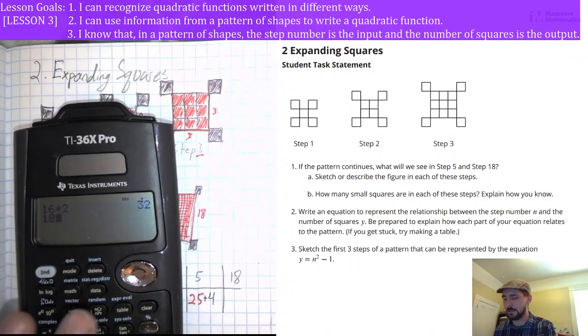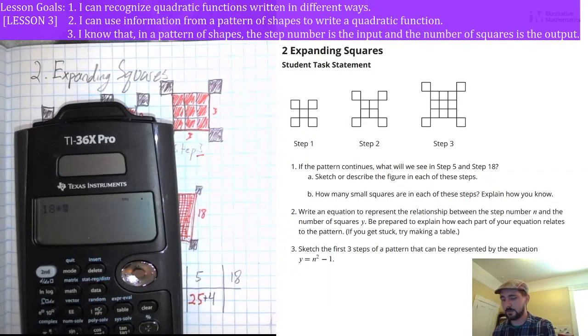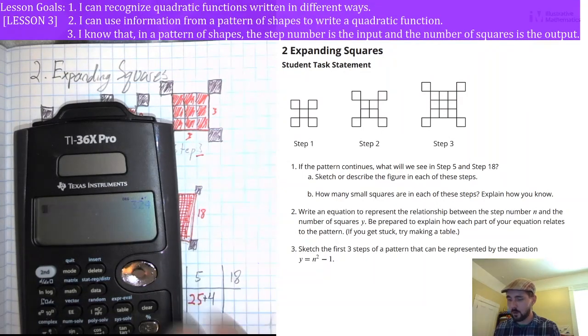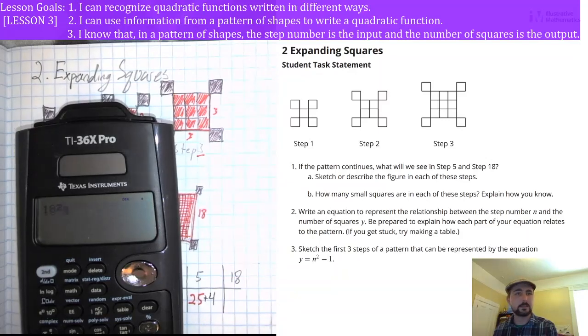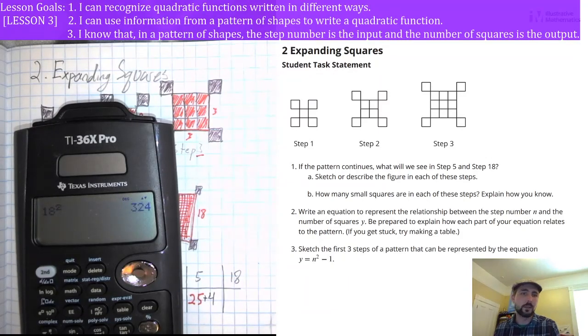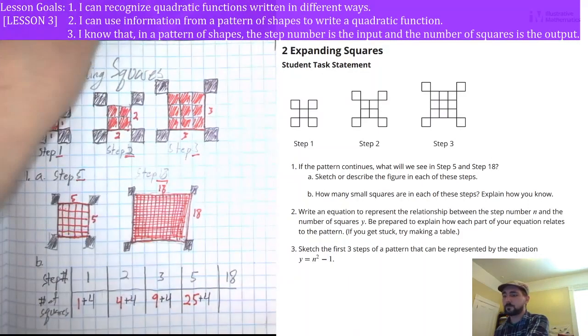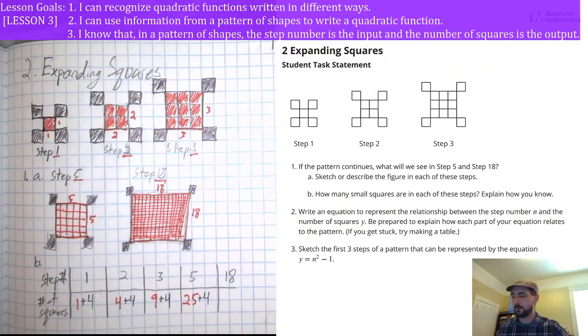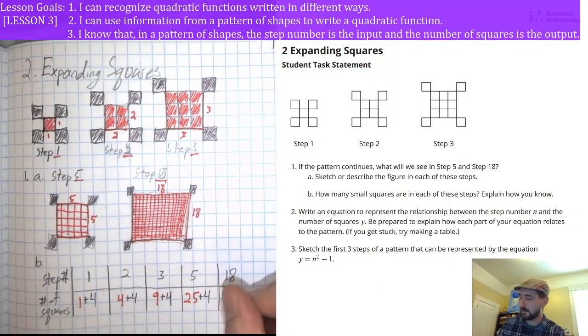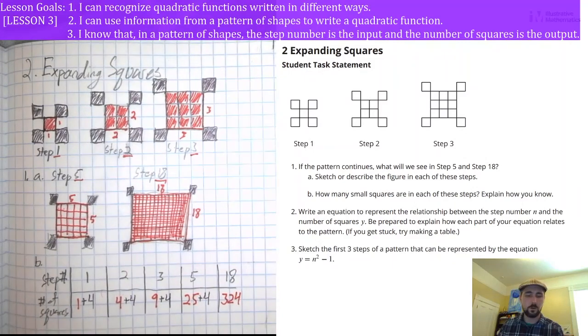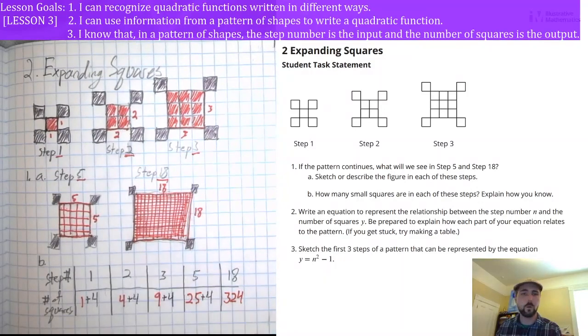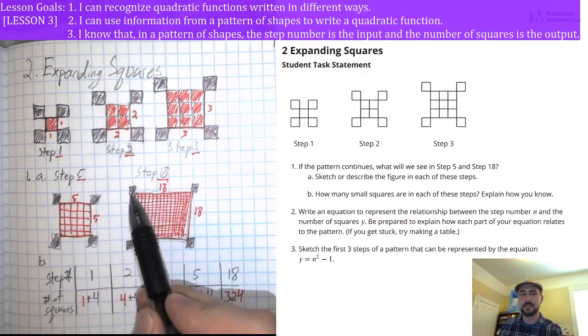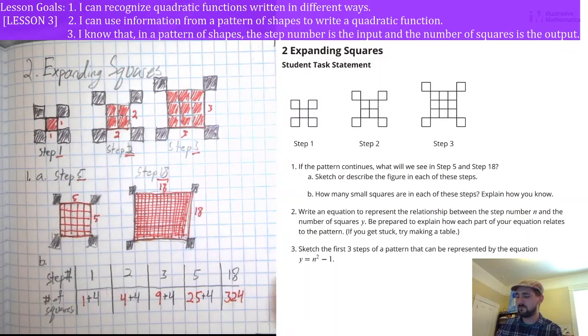So I can do 18 times, oops, let's clear this. 18 times 18, which is 324. Or just because I said it, we could do 18 squared with the little 2 up there, same thing, 324. So the red squares, there are 324 red squares, and 1, 2, 3, 4 little black squares on the corner. And yes, my sizing is off here, sorry.